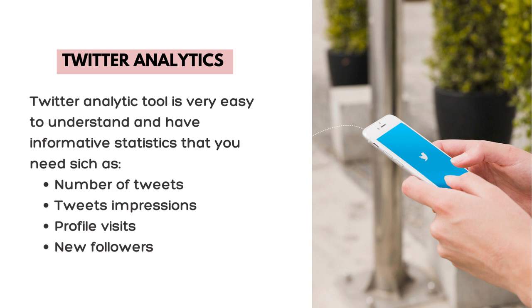What it'll show you is the number of tweets, impressions, profile visits, and new followers. But it'll do it month by month, so you can see what the previous month was doing. At the top of the analytics page, it will tell you if you're up or down from the previous month, which is pretty good, especially if you're trying to grow your followers and it's going down, then you need to do some more engaging.